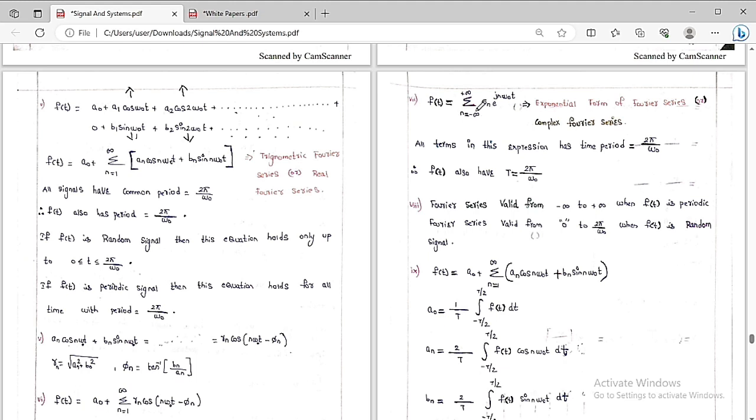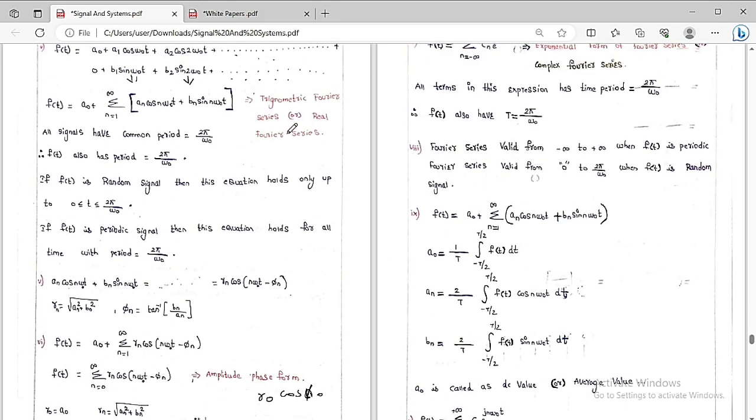So finally I can say, if f of t is a periodic signal, then this Fourier series expression is valid from t equal to minus infinity to plus infinity, for all values of t. If f of t is a random signal, then this Fourier series expression is valid only from 0 to 2 pi by omega naught. This point you have to keep in your mind.